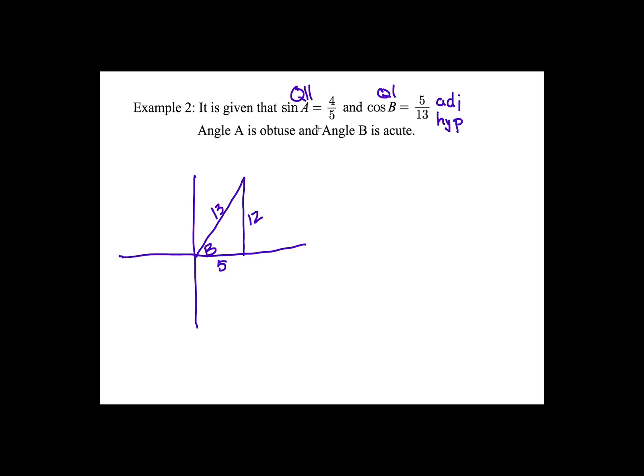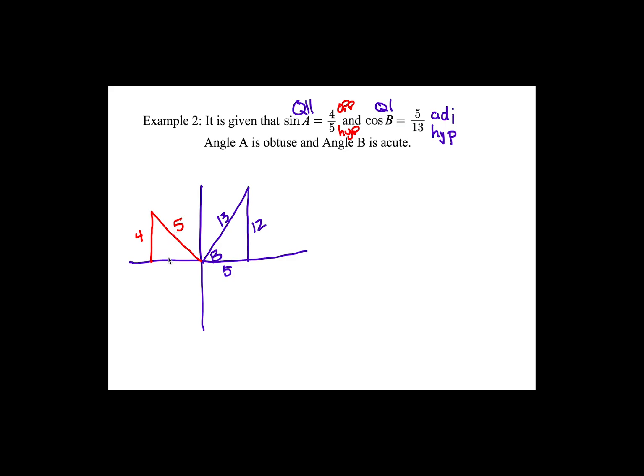Sine of A is 4 over 5 and it's in quadrant 2. So this means the opposite side is 4 and the hypotenuse is 5. You should recognize this Pythagorean triple as a 3, 4, 5 right triangle. However, this is in quadrant 2. While the sine is positive, the adjacent side will be negative.